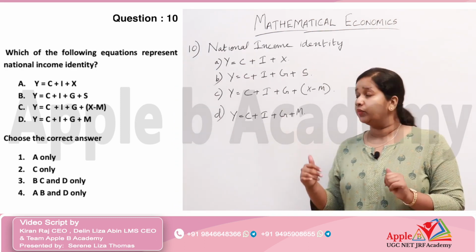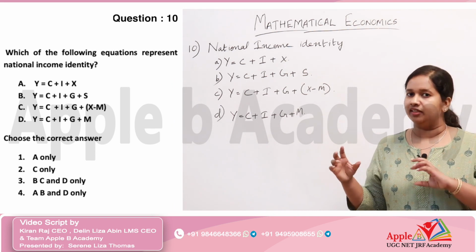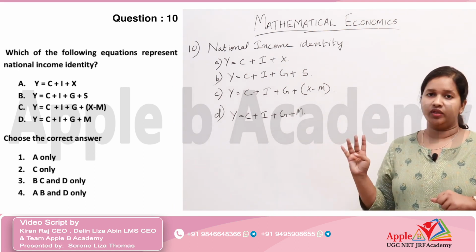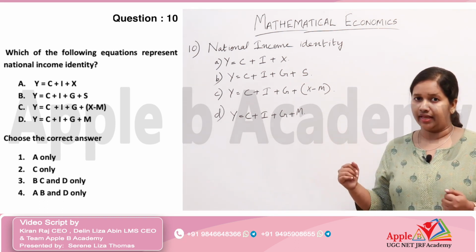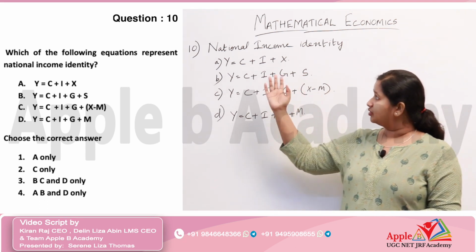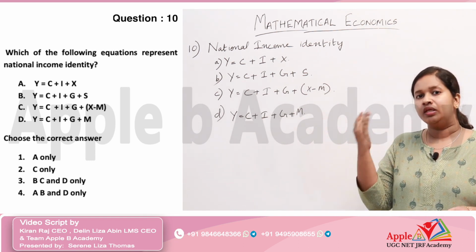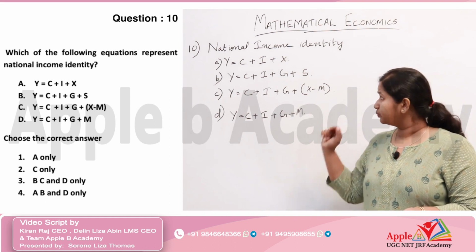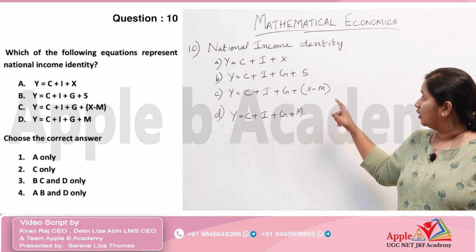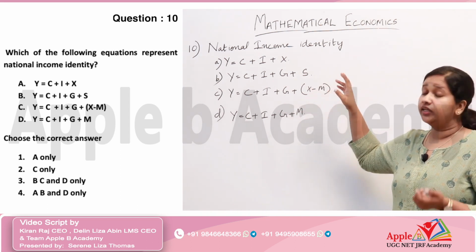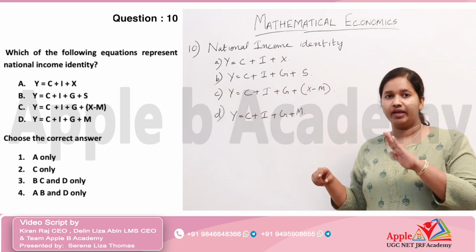In this question, we need to find the correct equation which represents the national income identity, and we have 4 equations given. This is a very simple question; by looking at the options itself, we get the answer. The first option is Y equals C plus I plus X, where X denotes exports minus imports, X minus M.